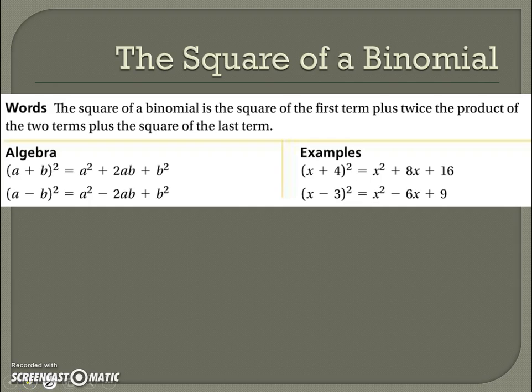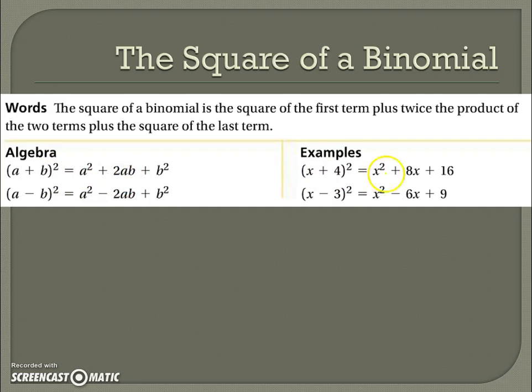Let's get our stuff here. It says the square of a binomial. It says the square of a binomial is the square of the first term plus twice the product of the two terms plus the square of the last term. In other words, if I had (a + b) squared, it's going to be a squared in the front, b squared in the back, and then this times 2, or 2ab.